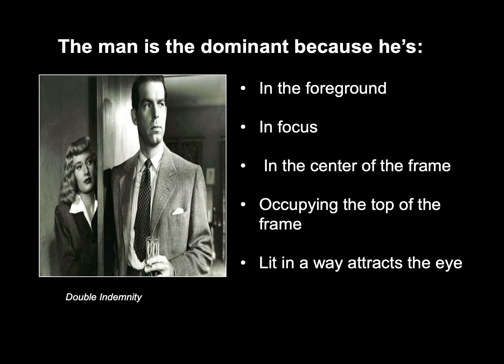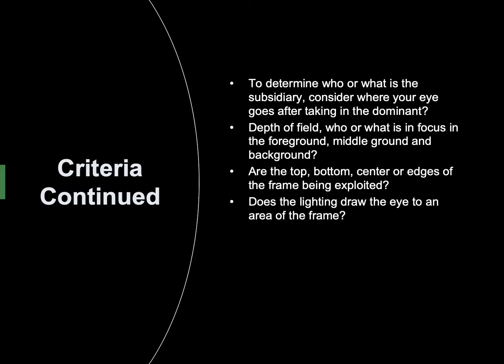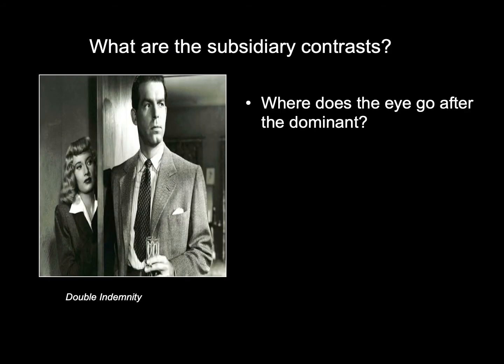The man is the dominant because he's in the foreground, he's in focus, he's in the center of the frame, he's occupying the top of the frame, and he's lit in a way that attracts the eye. We'll return to our criteria to determine who or what is the subsidiary. Consider where your eye goes after taking in the dominant. And we have the same criteria that we've used before. What are the subsidiary contrasts? Where does the eye go after taking in the dominant?